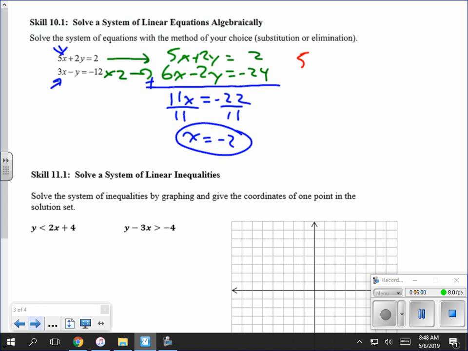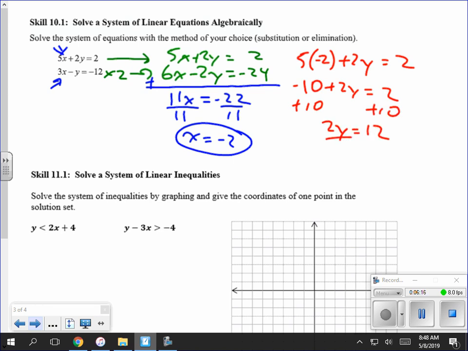X is negative 2, so 5 times negative 2 plus 2y equals 2. Negative 10 plus 2y equals 2. Add 10 to both sides. 2y equals 12. Divide by 2, y equals 6.